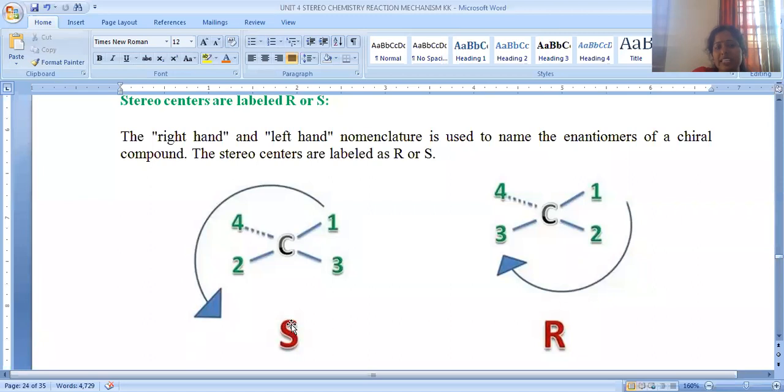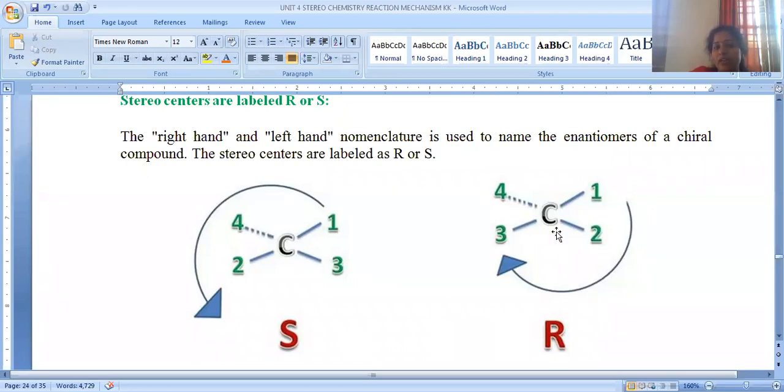S stands for sinister. Sinister is nothing but left hand side rotation. In the second condition, if the 4 functional groups around the carbon are indicated as 1, 2, 3, 4, when we are rotating the priority order from 1 to 2, 2 to 3 in this direction, this is called clockwise rotation. Right hand side rotation or clockwise rotation.